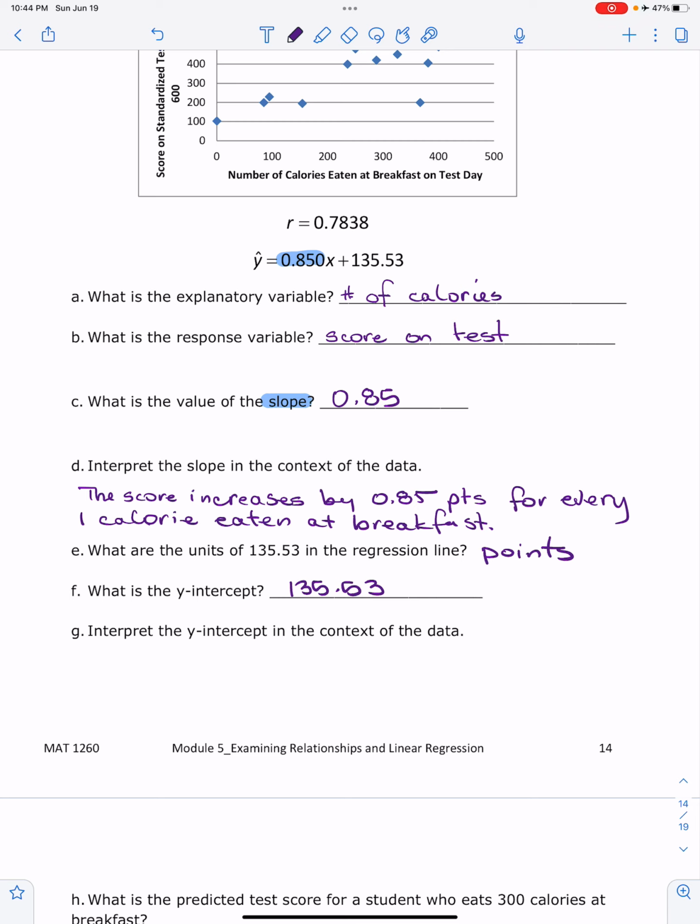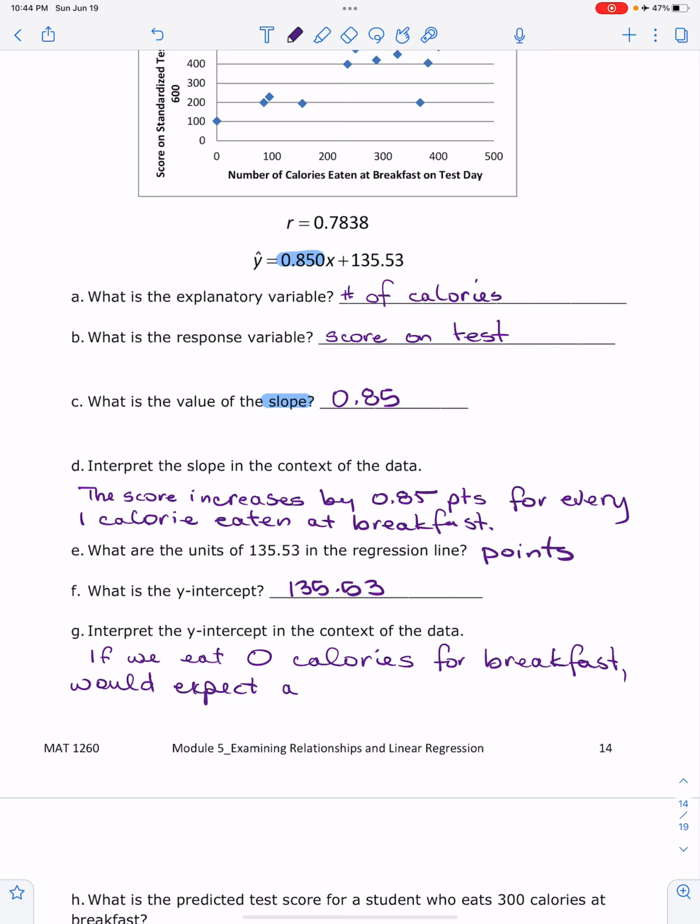We want to interpret that y-intercept in the context of the data. If we eat 0 calories, I guess that's not eating. If we don't eat breakfast, we would expect a 135.53 score.